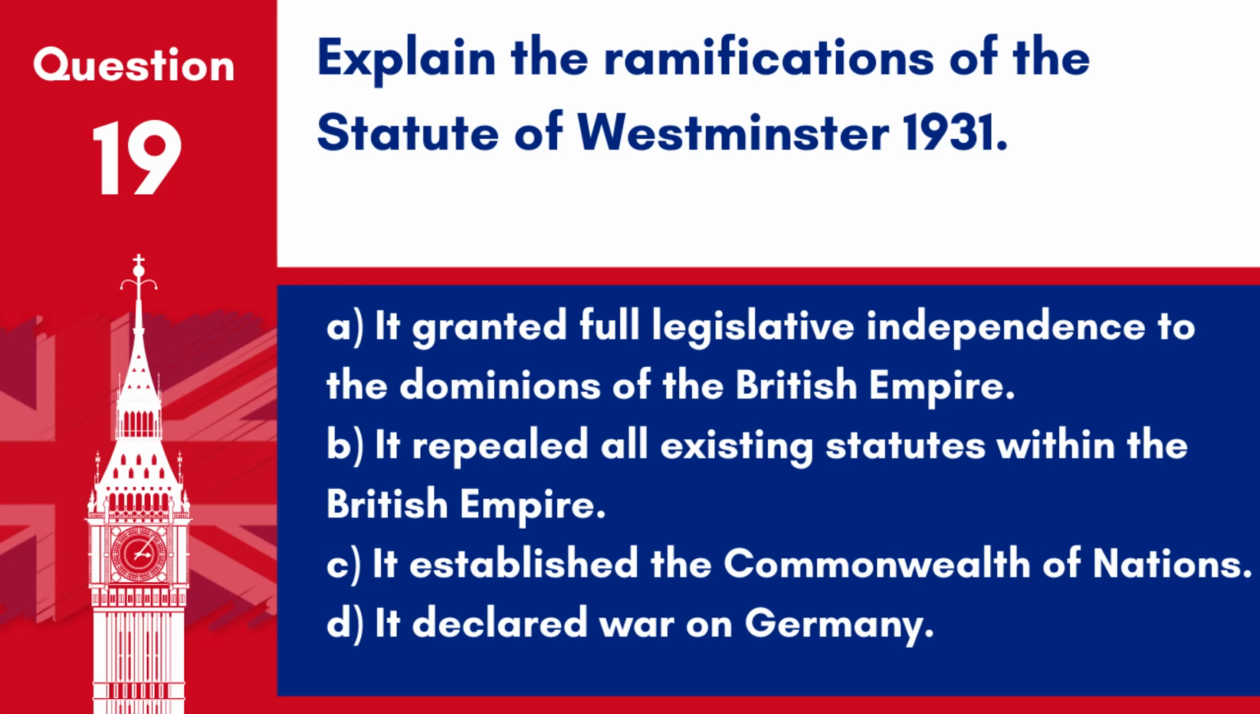Explain the ramifications of the Statute of Westminster 1931. A. It granted full legislative independence to the dominions of the British Empire. B. It repealed all existing statutes within the British Empire. C. It established the Commonwealth of Nations. D. It declared war on Germany. Answer: A. It granted full legislative independence to the dominions of the British Empire. The statute marked a key point in the development of the nation-states that formed the Commonwealth, recognizing their autonomy.